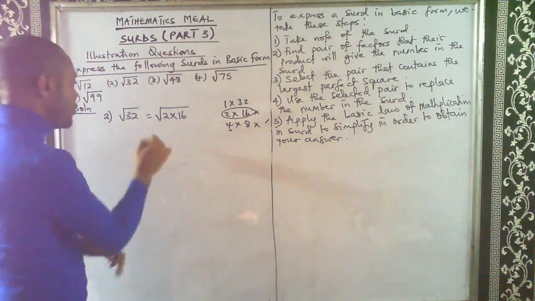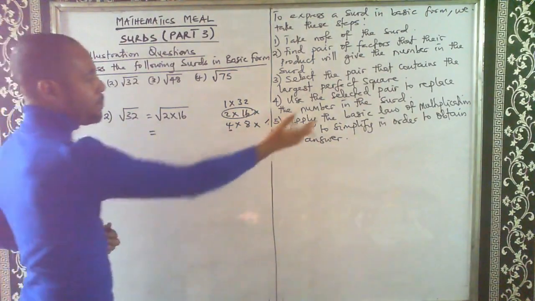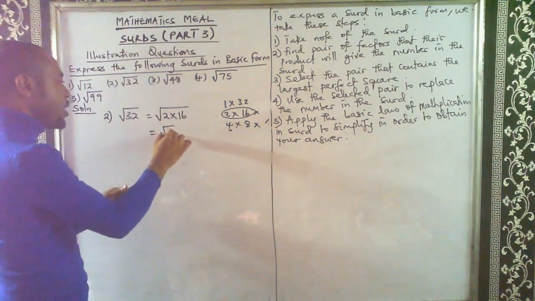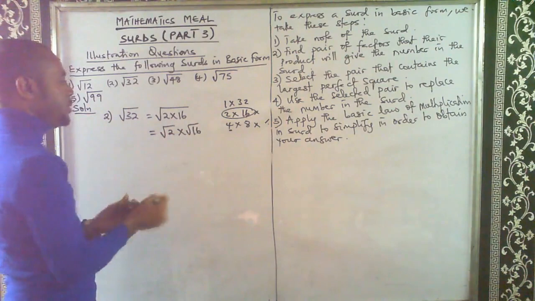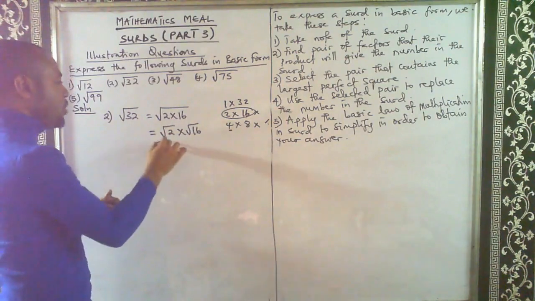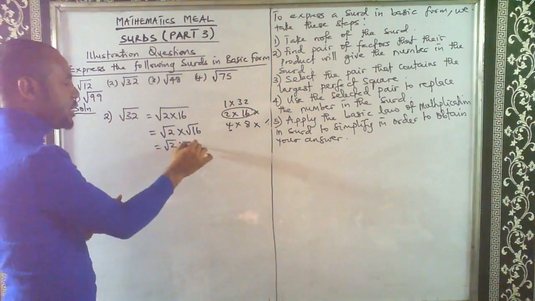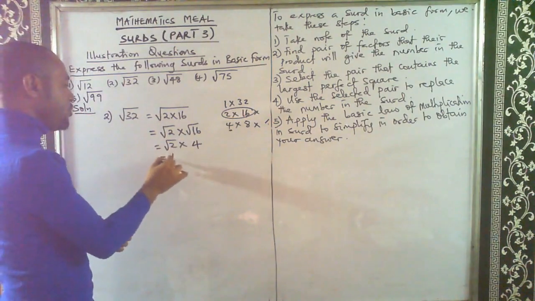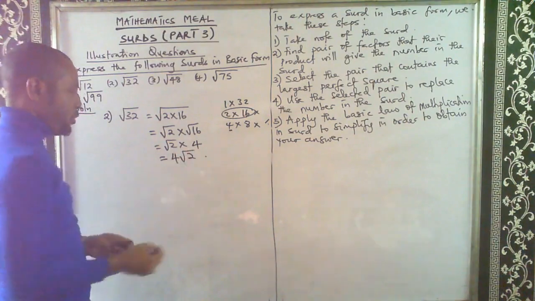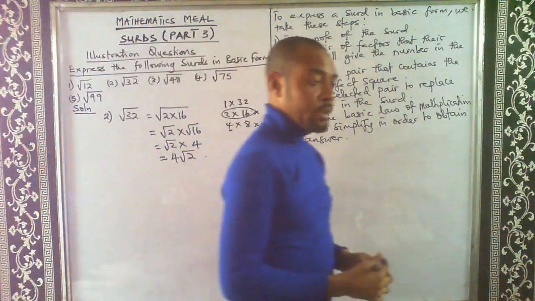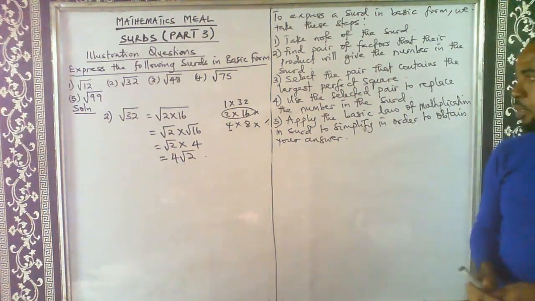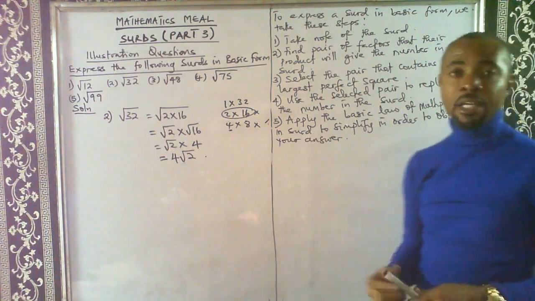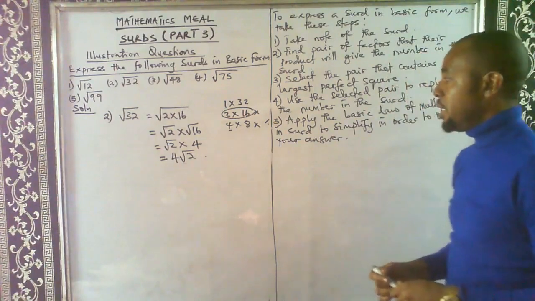32. So we move. Applying the basic law of multiplication, we can separate this. So we have this square root of 2 times square root of 16. Beautiful. So square root of 2 times, what is square root of 16? It's a perfect square. We have 4. So 4 times this will give me 4 root what? 2. That's also beautiful. So I believe that these steps are now becoming very clear to us.